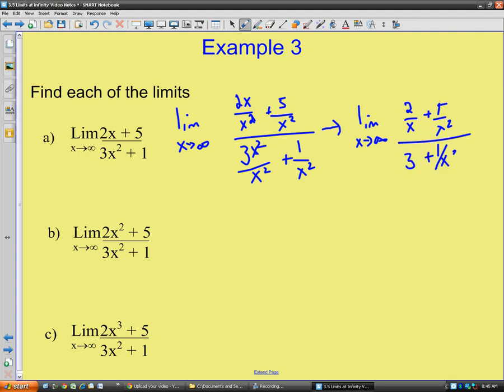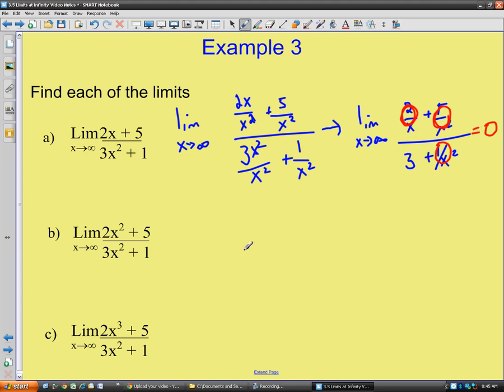Remember that if you have a small number over a really large number, that's 0. So when I take my limits now, I get 0 for that term and 0 for that term. The 1 over x squared term also becomes 0. So I'm really left with 0 over 3, which means my limit is 0. So my horizontal asymptote when the top power is smaller than the bottom is 0.